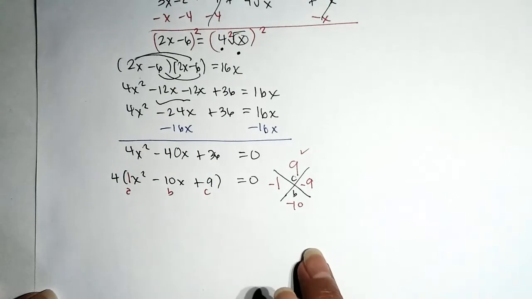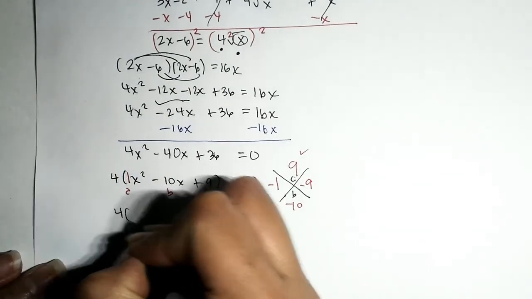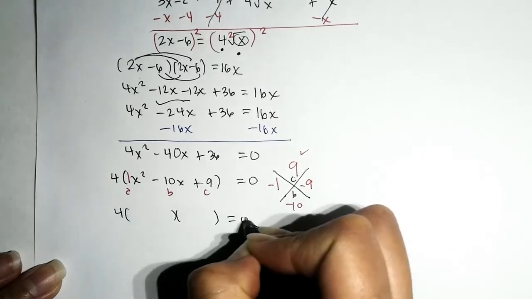Product is 9, sum is negative 10, so we got a winner. What is it saying? Winner, winner, chicken dinner? Yeah, I told you not to let me say those sayings anymore.